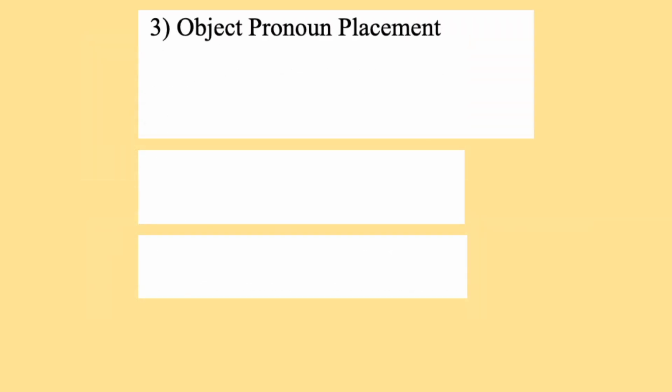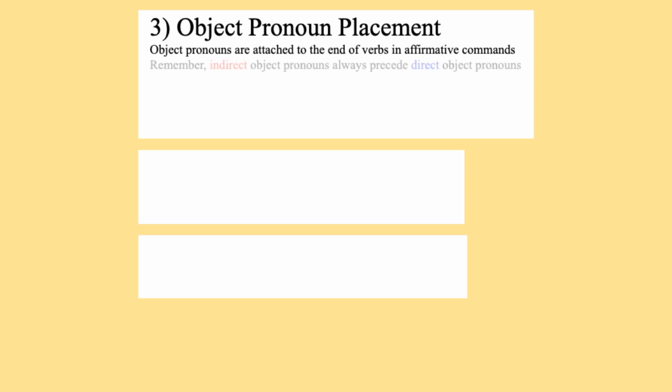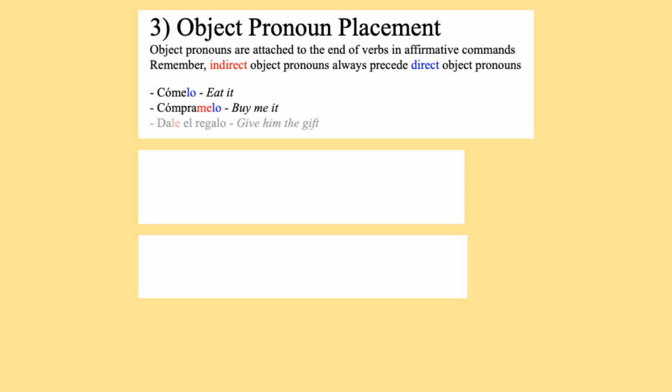We went over object pronouns way back in Unit 1, so here's a quick review of their placement in combination with commands. Object pronouns are attached to the end of verbs in affirmative commands, and also keep in mind that indirect object pronouns always precede direct object pronouns. Cómelo, cómpramelo, dale el regalo.